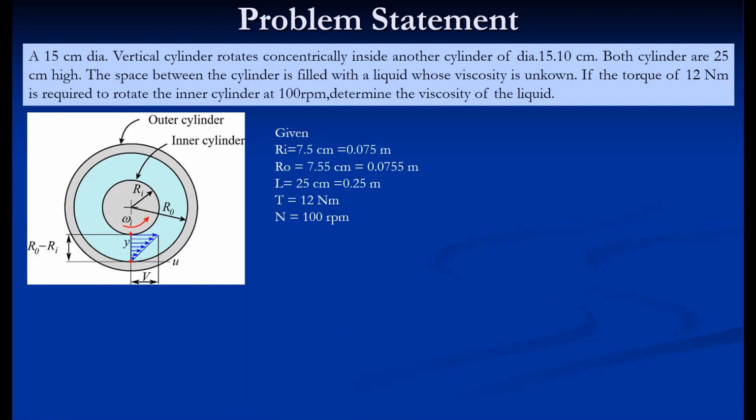Obviously, Newton's law of viscosity is required. So these are the given quantities. Inner radius is 7.5 centimeter. Outer radius is 7.55 centimeter. Length is given, that is 25 centimeter high. Torque is given, that is 12 Newton meter. And the speed is given, that is 100 RPM.